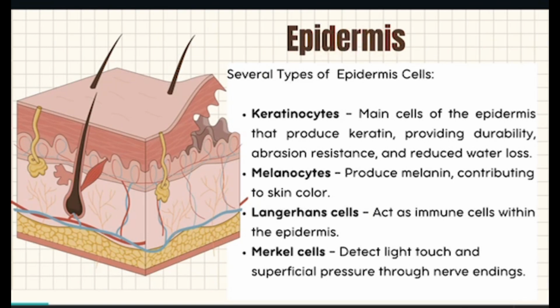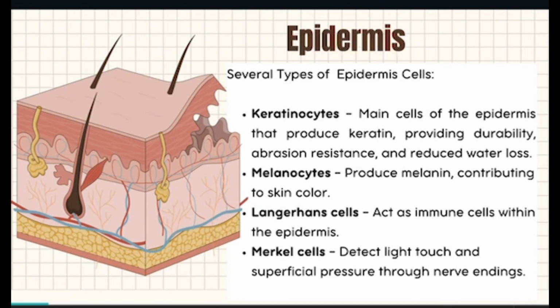And we have here melanocytes. Melanocytes are the cells that make melanin, which gives our skin color. For example, when you go out in the sun, your skin gets darker because melanocytes make more melanin.